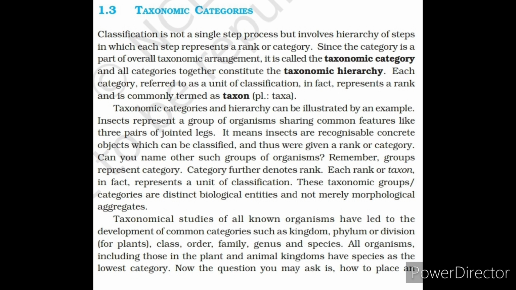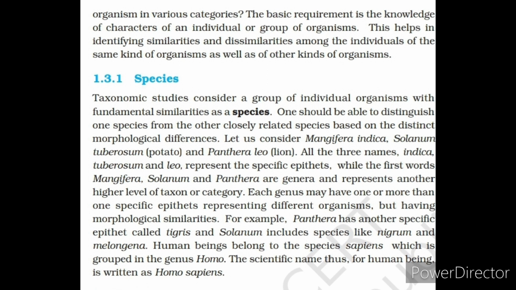for plants, class, order, family, genus and species. All organisms, including those in the plant and animal kingdoms, have species as the lowest category. Now the question you may ask is, how to place an organism in various categories? The basic requirement is the knowledge of characters of an individual or group of organisms. This helps in identifying similarities and dissimilarities among the individuals of the same kind of organisms as well as of other kinds of organisms.